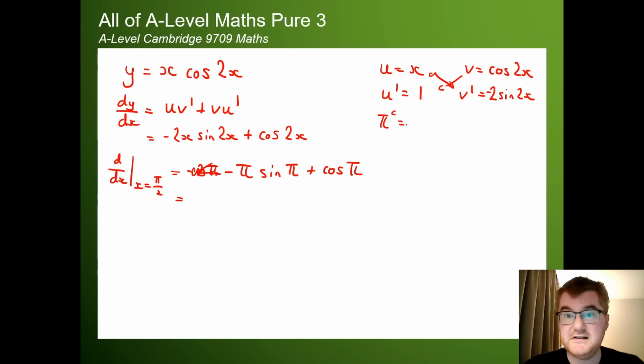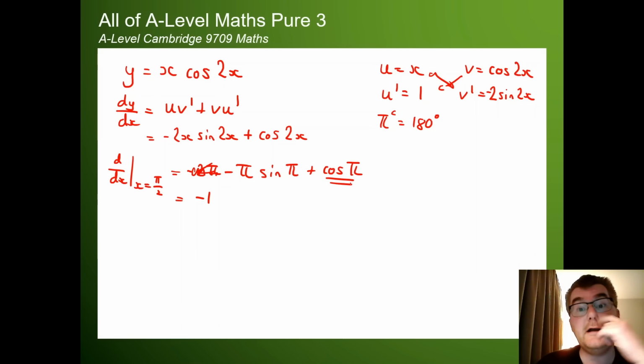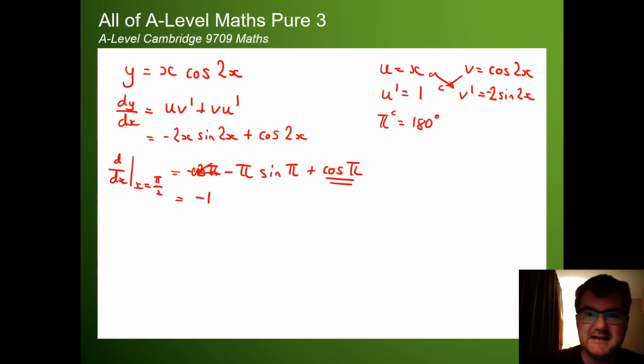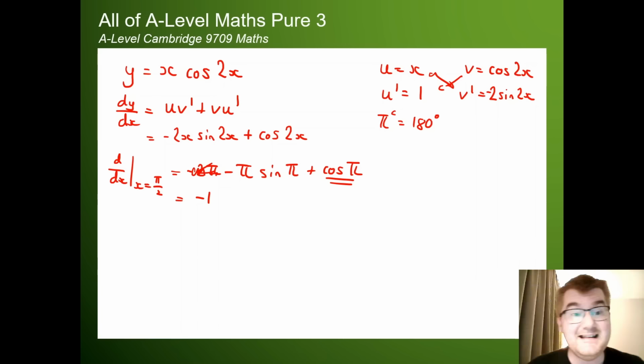So pi radians is equal to 180 degrees. Again, you can use your calculator to check this, but this term is going to disappear, and then we're going to get a -1 for this. Again, really useful to know the non-calculator values like cos 180, sine 180. It's going to save you a ton of time in the exam.